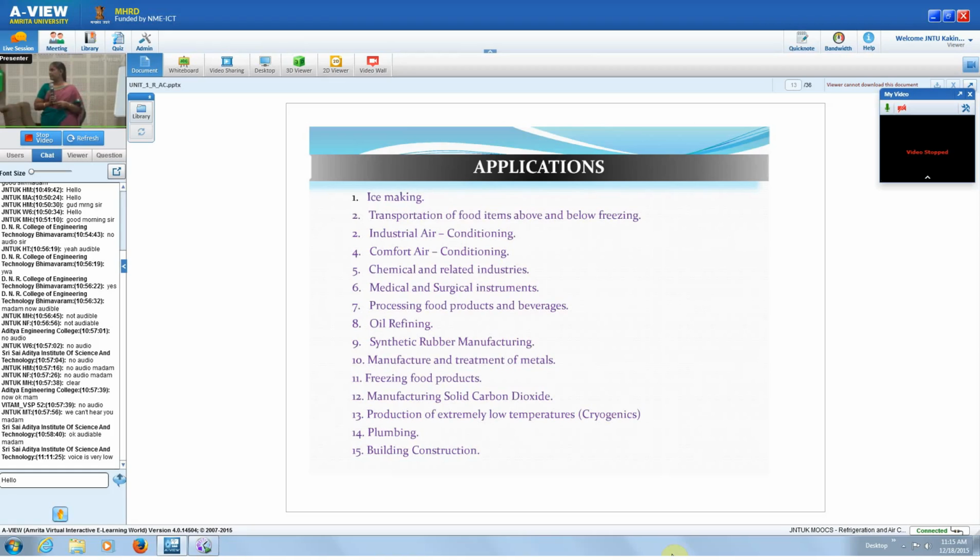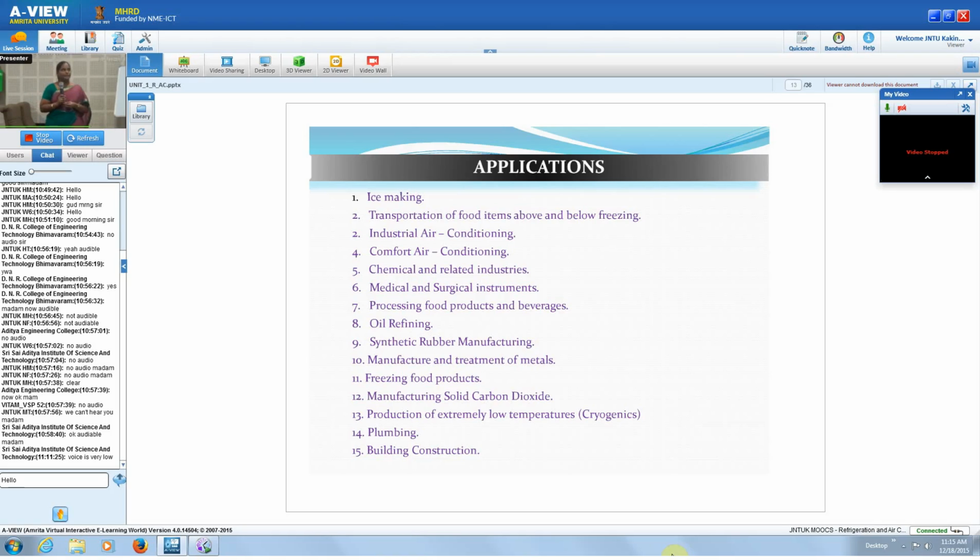So let us see the various applications of refrigeration. Mainly for ice making. If you see the cost involved, in the USA nearly 30% of the amount is spent only on maintaining refrigeration and air conditioning. So that much importance is there for refrigeration and air conditioning.